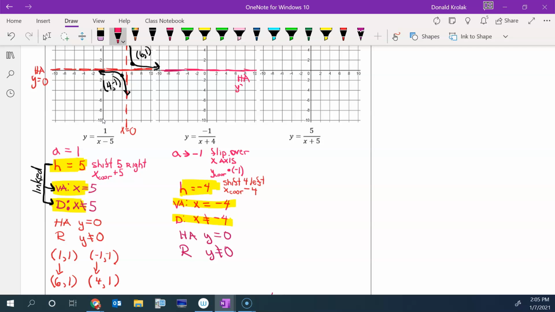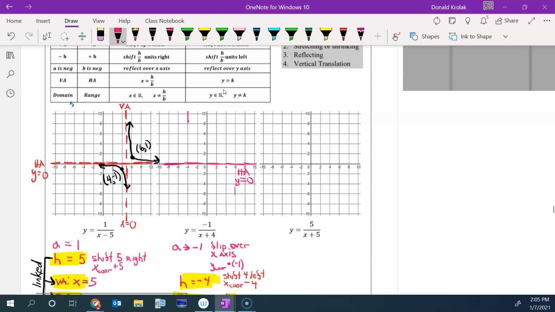So HA, okay, VA, remember everything that I'm drawing, I'm putting values on so that the person looking at my graph understands what I'm talking about.